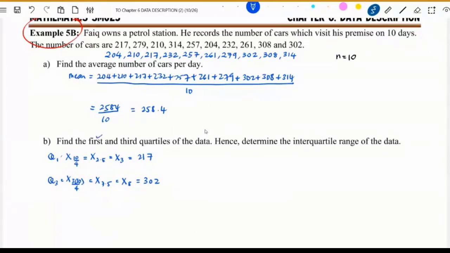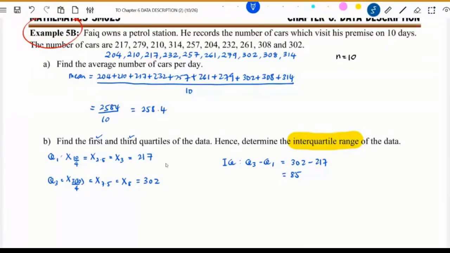So you have to find the interquartile range. So how to find the interquartile range, which is you have to find the difference between Q3 and Q1. So Q3 minus Q1, we're gonna have 302 minus 217. So we're gonna have 85. Okay, so that one part B done.